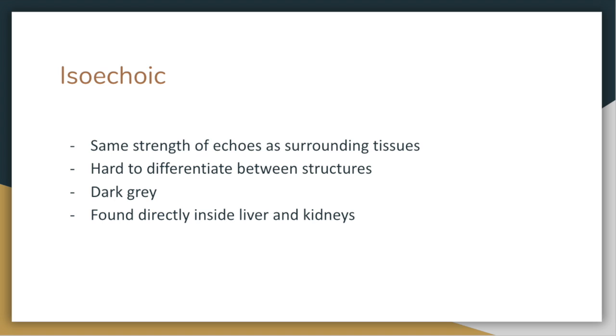In my opinion, isoechoic structures are the trickiest. Isoechoic structures are multiple structures that give off the same strength of echoes. They're hard to differentiate because of this, but they will be dark gray inside the grayscale imaging, and they're found directly inside the liver and kidneys.